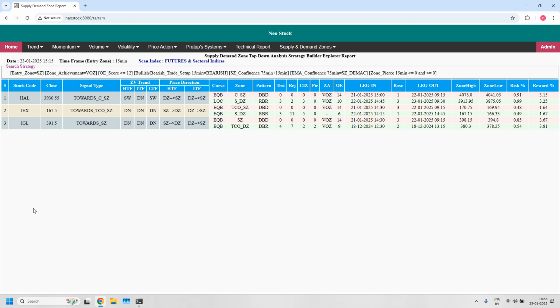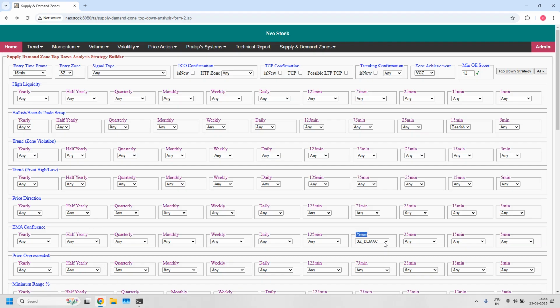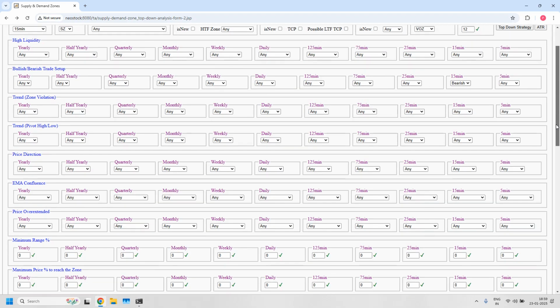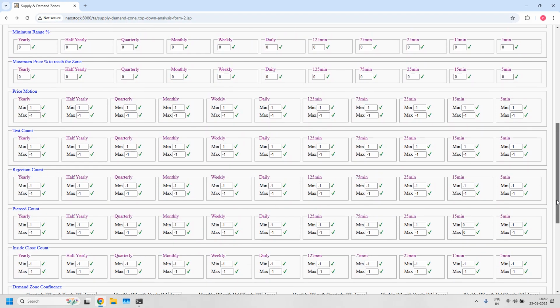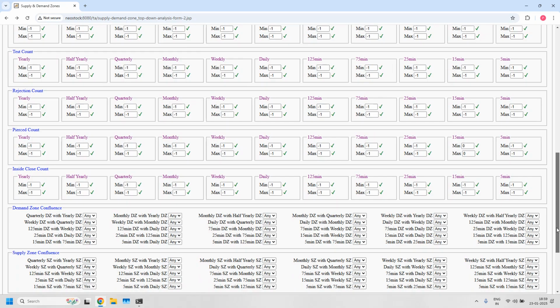Okay, this is LTF, ITF zone confluence. Next, let us filter based on LTF, ITF and HTF supply zone confluence. I am removing EMA filter because it is ITF specific. Now we should use HTF specific filters. So in the supply zone confluence, we have to set 3 filters. First filter is already enabled.